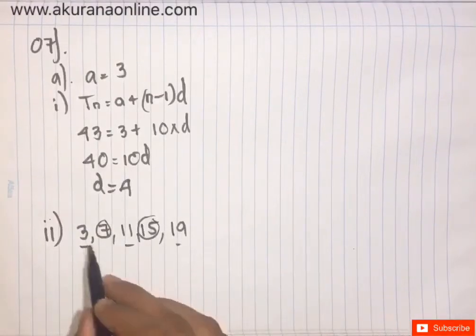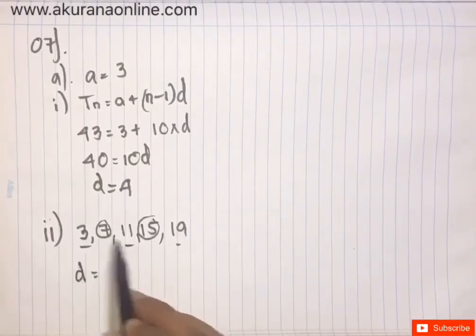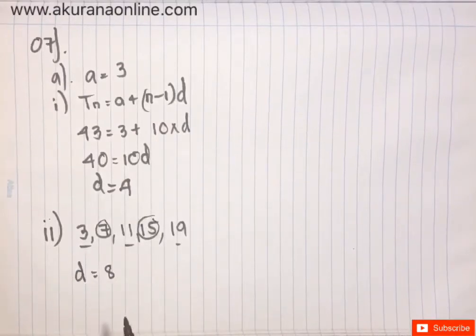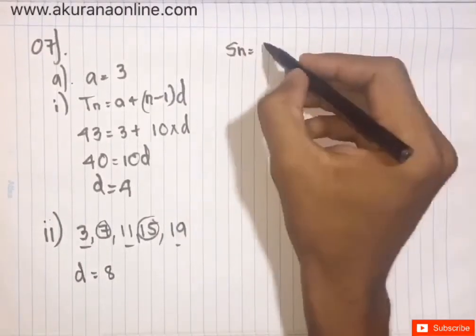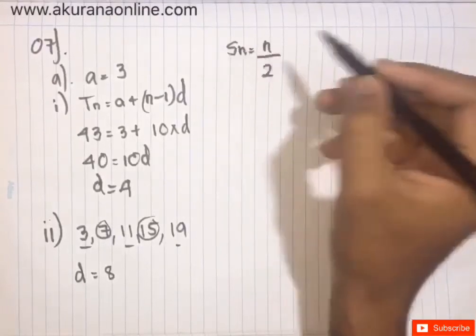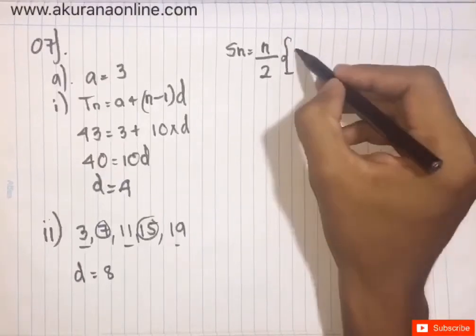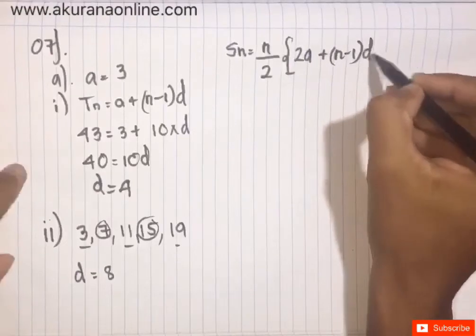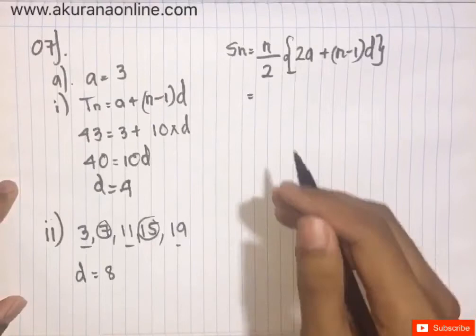Now our common difference will differ. In our new question, the common difference will be 8. The first term is, anyway, 3. Now you have to find the sum. What is the equation you use? The sum of n terms is Sn equals n over 2 times (2a plus (n minus 1) into d). You have to find the sum of 20 terms.